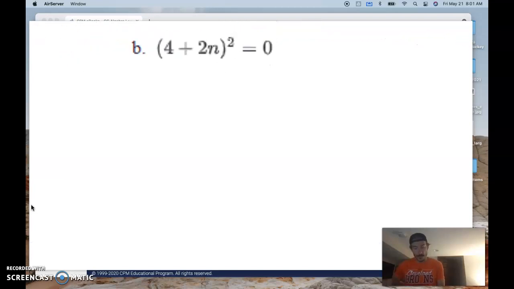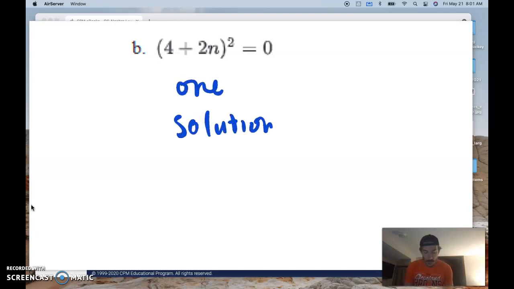I'm going to start with letter B because look at that. That's that quantity squared in perfect square form. It's equal to 0. And because it's equal to 0, when I take the square root of 0, the square root of 0 is 0. It's no plus or minus. So this is going to quickly let me know that I'm going to have one solution.